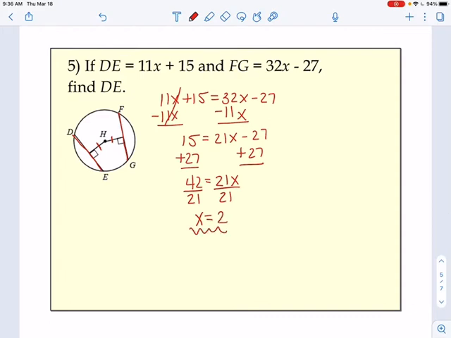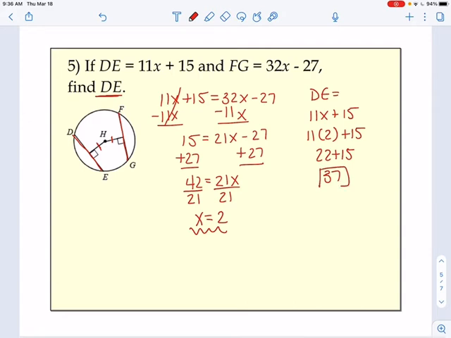So your value of x is going to be 2, but again, just be careful. The question's asking you to find the length of DE. It's not asking you to find x. So DE, again, was represented by 11x plus 15. We just found out that x was 2, so we're going to do 11 times 2 plus 15, or 22 plus 15, which is going to be 37. So your length of DE is going to be 37 altogether.